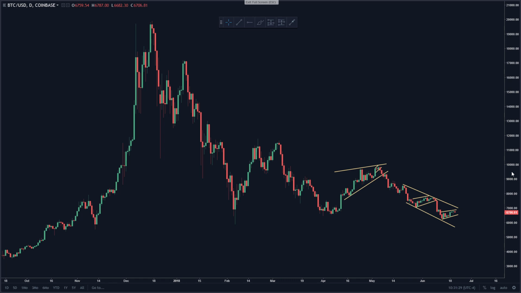Hey guys, so as Bitcoin kind of trickles its way sideways here, I wanted to show you a really easy way that you can know the next move for Bitcoin, or whether that's a Forex chart or any other cryptocurrency. Really simple method to know what's coming next.